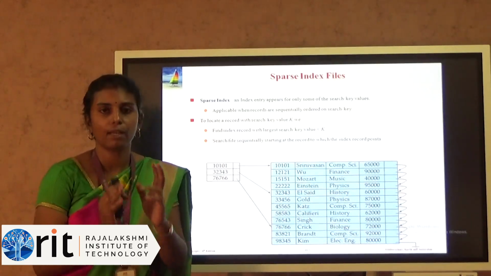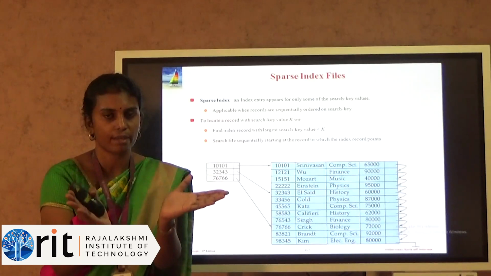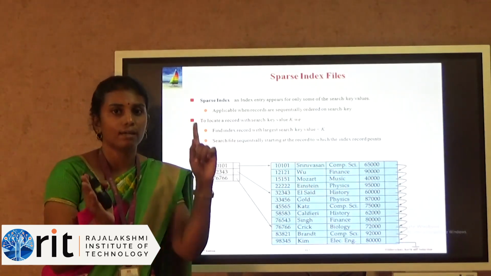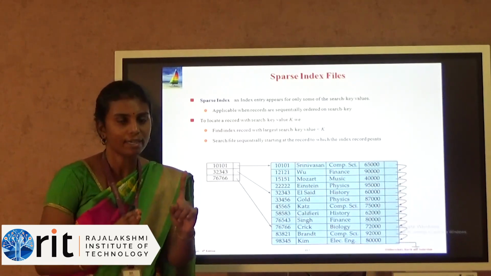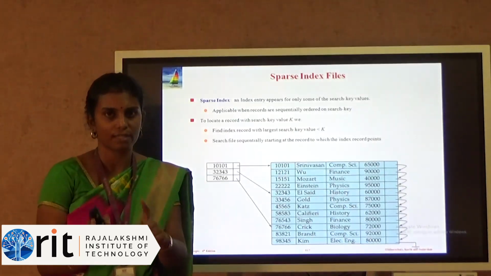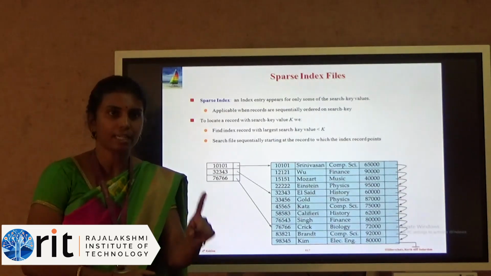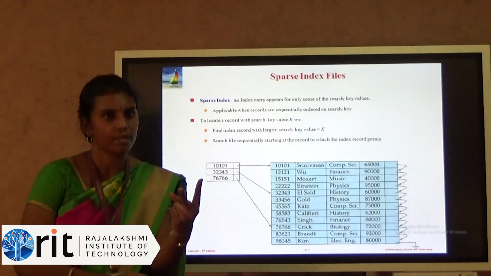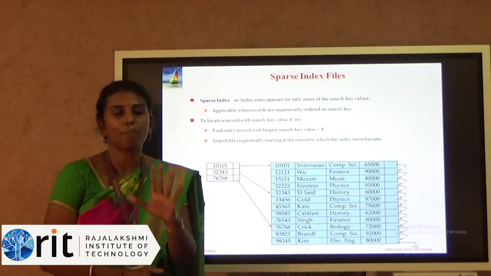So keep it in mind. Ordered indices are divided into two variations. The first one is the primary index, and the primary index is also divided into two variations. The first one is dense, so dense is over. The second one is sparse index.